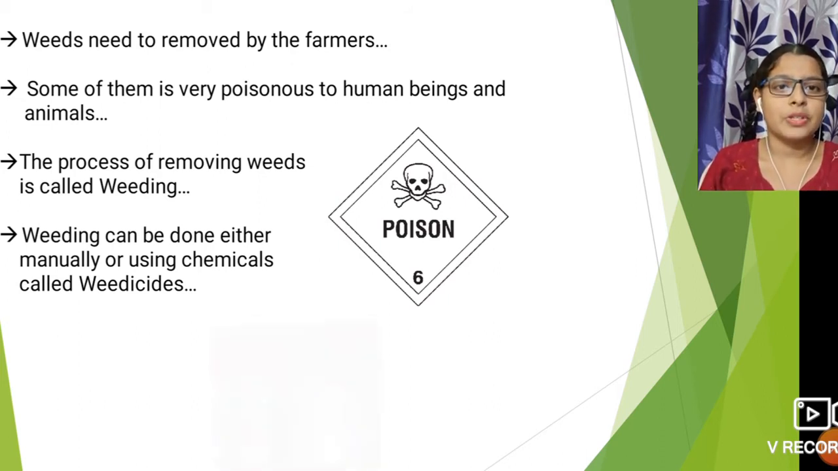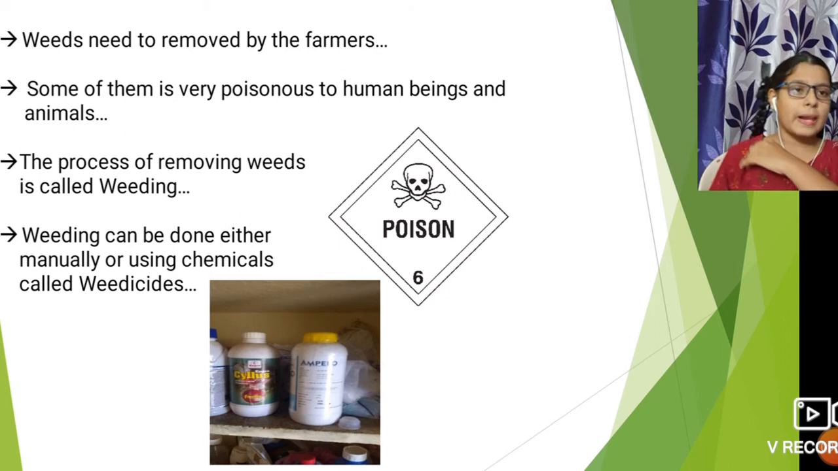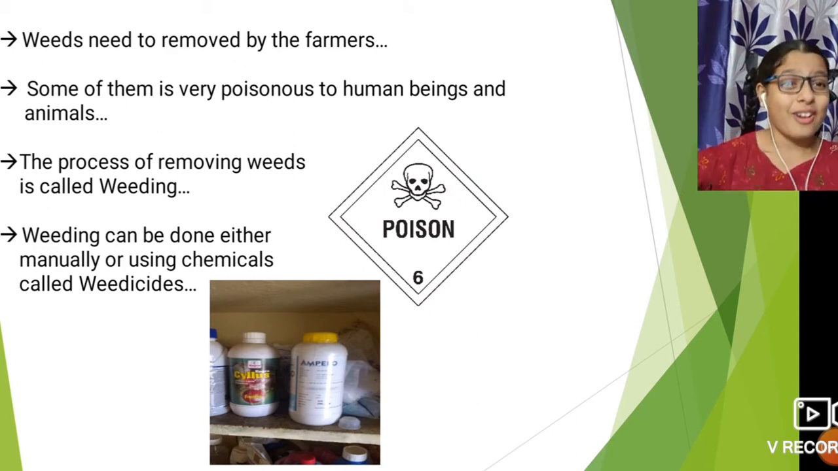Here I have inserted a picture. Here we can observe two bottles. These bottles contain chemicals, and these chemicals are weedicides. So these two bottles are weedicides, and these chemicals are used in the farm. Not only these chemicals but also other different chemicals have been invented by scientists. Those weedicides are used in the farm, or the agriculture field.